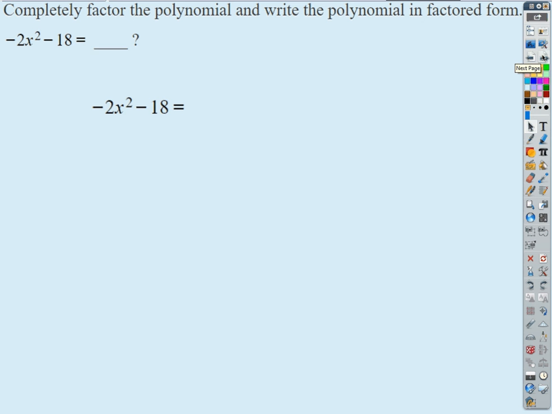So compare that to this one. Now, what do I always want to do first? Okay, GCF, right? So is there a GCF? Okay, minus 2, right? So I can undistribute a minus 2. What am I left with if I do that?